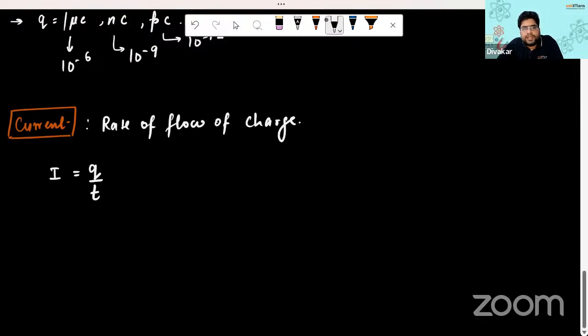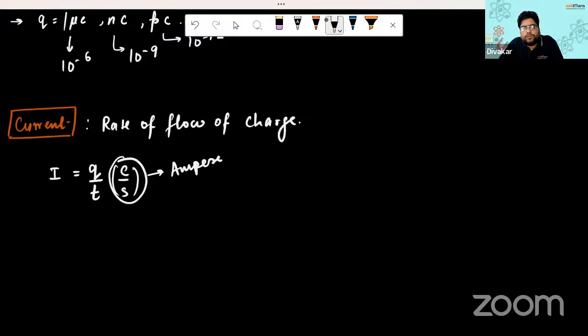So current is defined as charge divided by time. Unit of charge is coulombs and unit of time is seconds. The other name for coulomb per second is ampere. So if we say unit of current is coulomb per second, is it wrong? No. But can I say it is ampere? Is it wrong? No. Both are correct. They are two names for the same thing. The unit that we use is amperes.